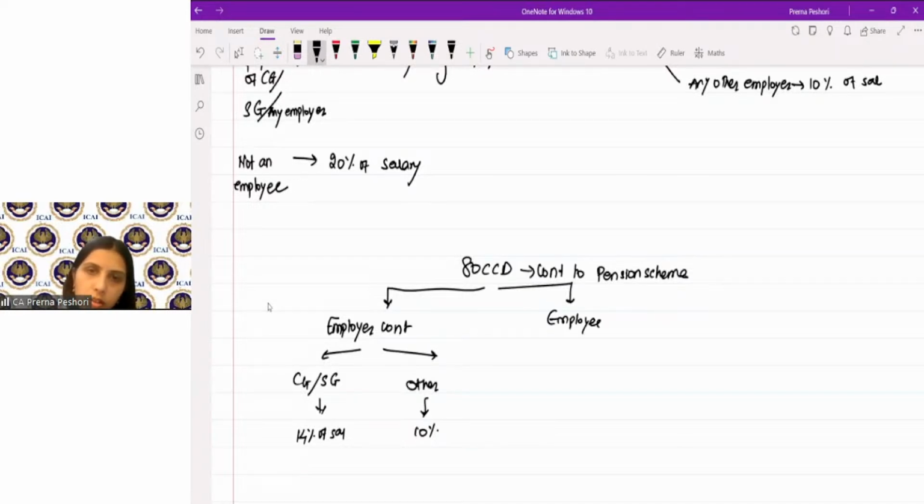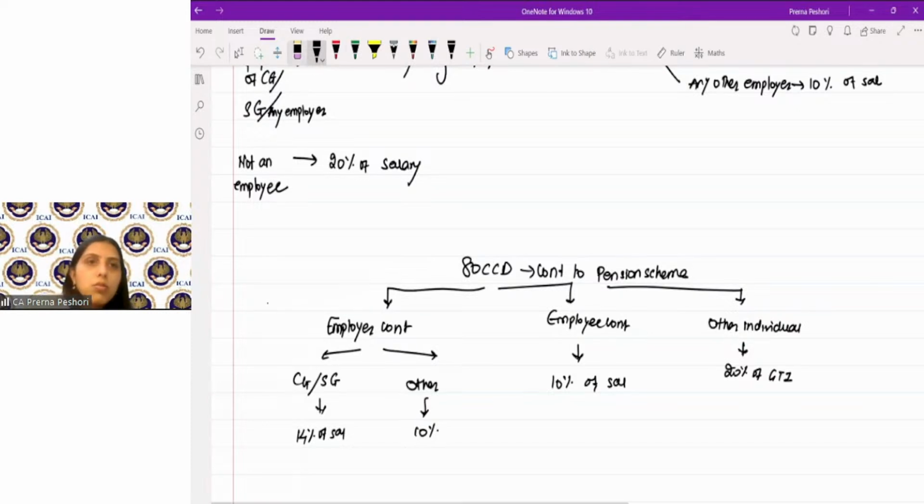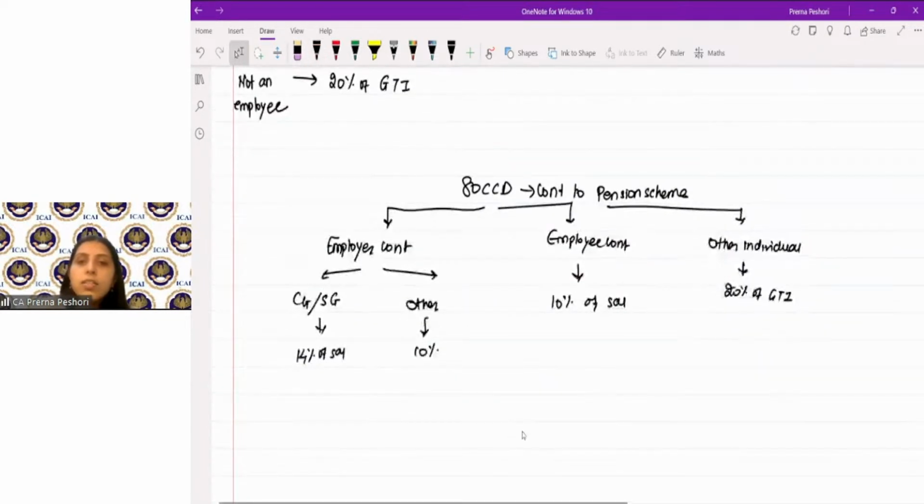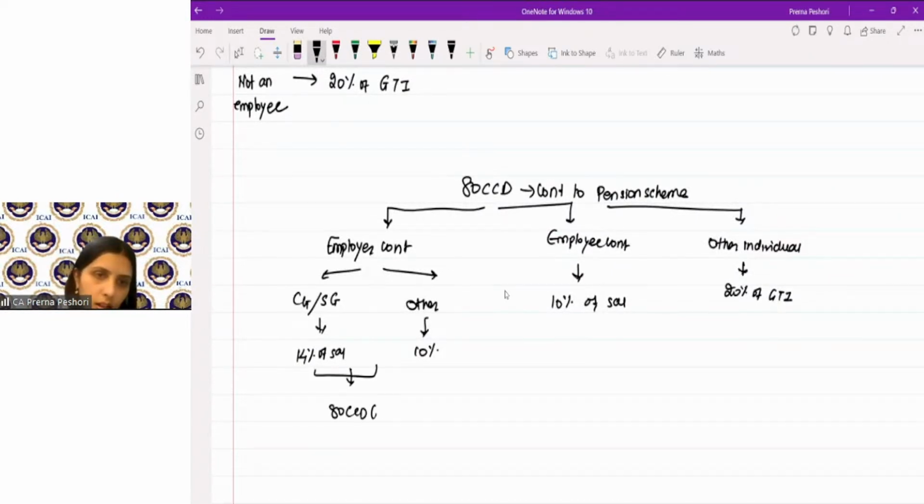Employee contribution, this is always 10% of salary. Other individual, 20% of gross total income. This is not, sorry, salary, this is total income. He is not an employee, right? 20% of gross total income. Are we clear? So this is under 80CCD(2) and this is under 80CCD(1).